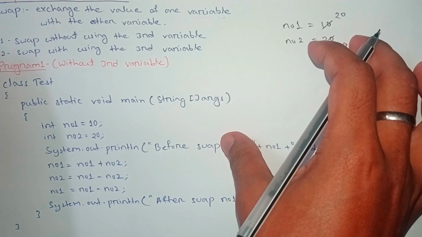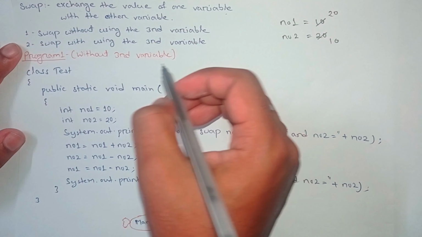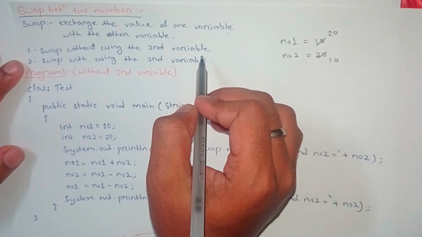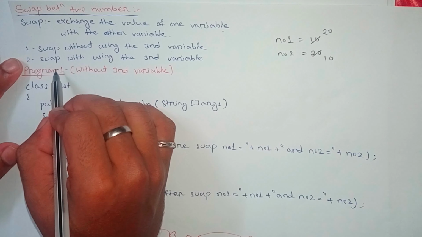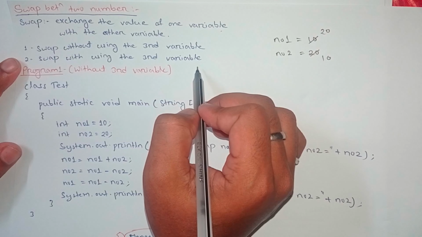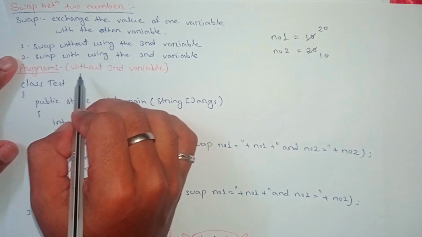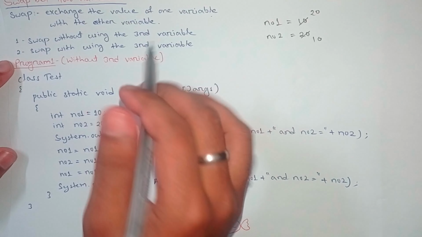Now here I am going to explain it in two different ways. First is swap without using the third variable. Second is swap using the third variable. So first, let's see without using the third variable.